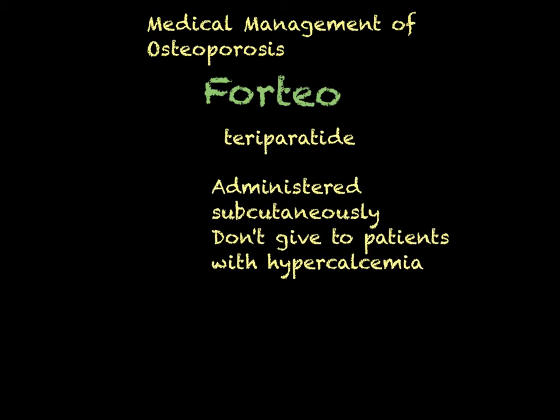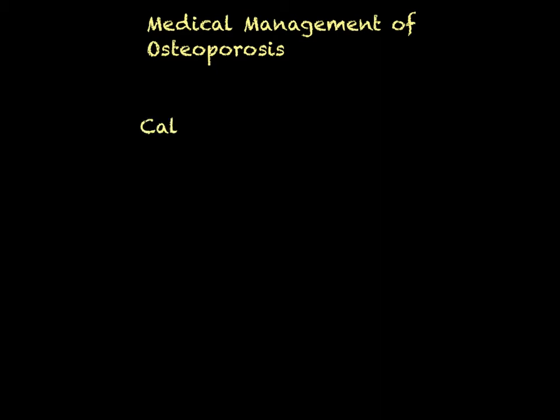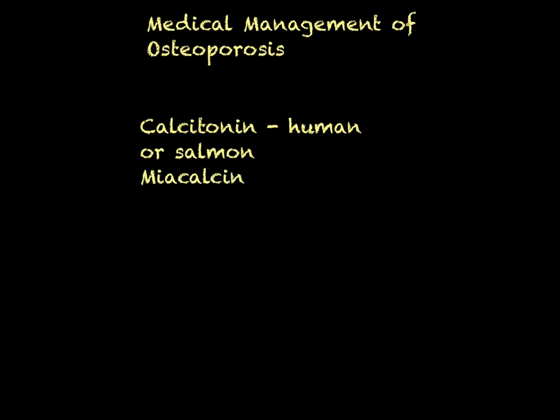And while we are on the subject of parathyroid hormones, there is another medication, and it'll be the last one we really talk about, calcitonin. You can get human calcitonin, or you can get salmon calcitonin. Okay, and the brand names for this are Miacalcin and Fortical.